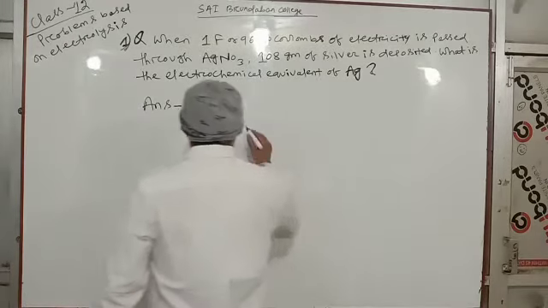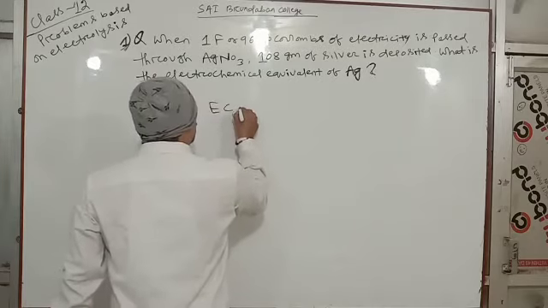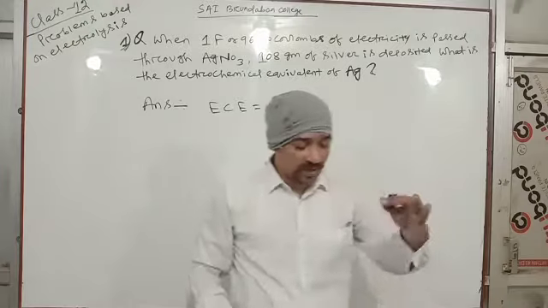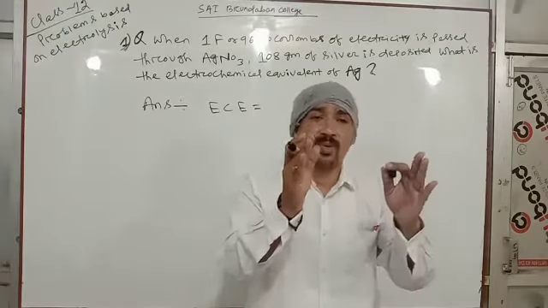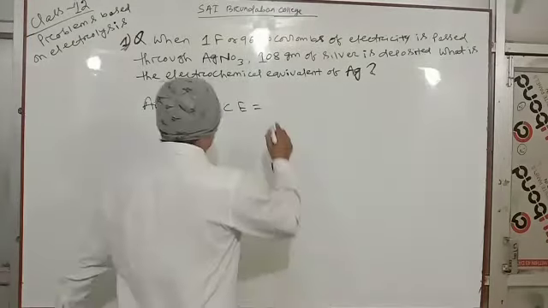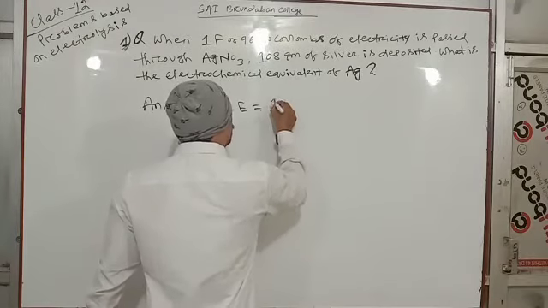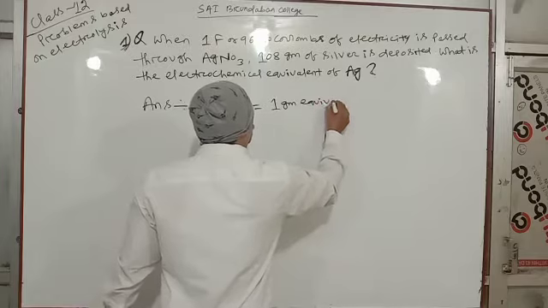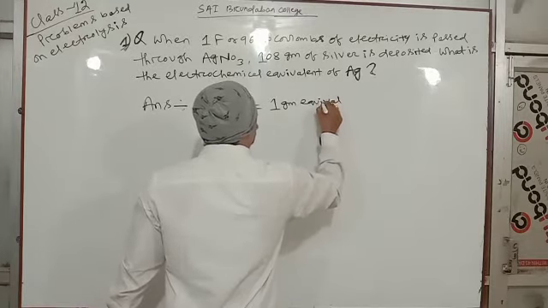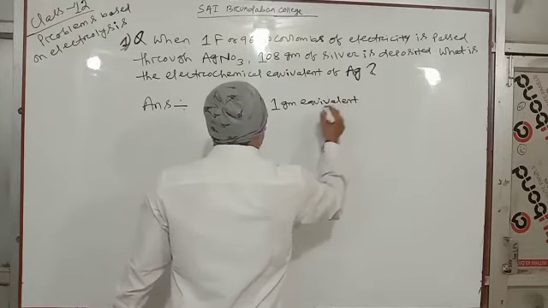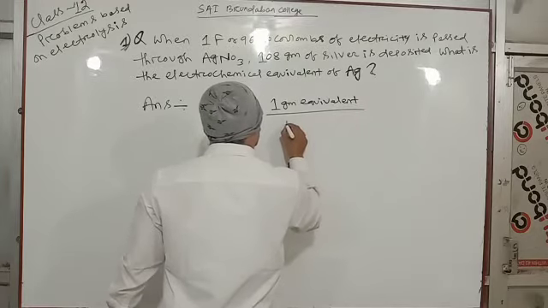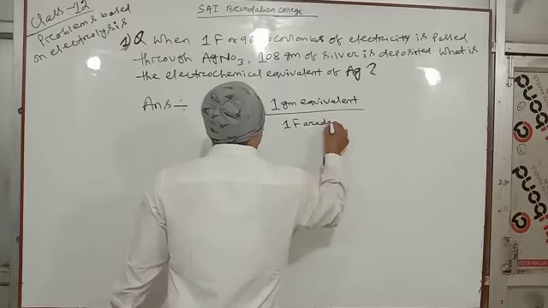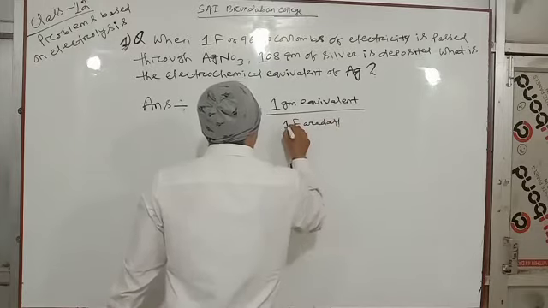So EC, as we know, EC equal to Z equal to how much? EC equal to 1 gram equivalent divided by 1 Faraday.